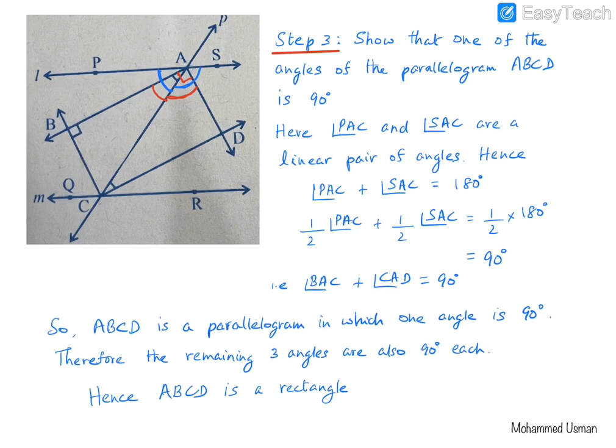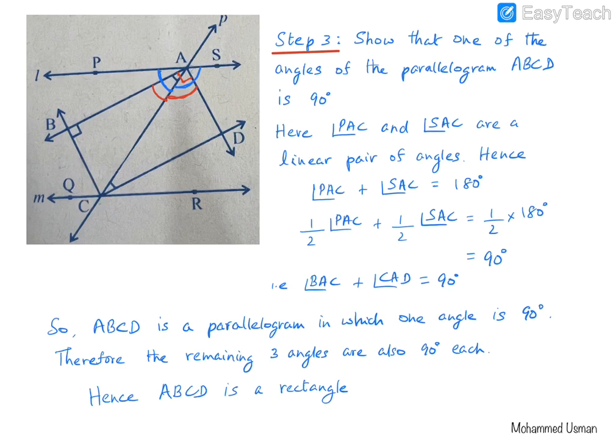So if one of the angles is 90 degrees for a parallelogram, as we have seen earlier from a theorem, the remaining three angles will also be 90 degrees. So when we have a parallelogram with all the angles equal to 90 degrees, then it becomes a rectangle. So we have shown here that the quadrilateral ABCD is a parallelogram in which one of the angles is 90 degrees, and therefore the quadrilateral ABCD is a rectangle.